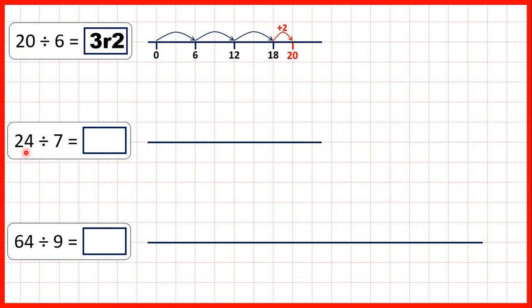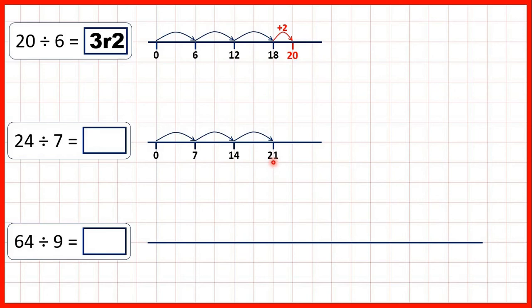Now we have 24 divided by 7, so we can count in steps of 7. We have 7, 14, 21, but then if we made another jump of 7, that would take us to 28, and that would be too many. So we need to stop at 3 jumps of 7, which takes us to 21.